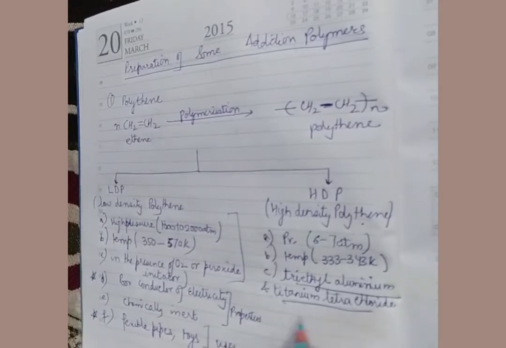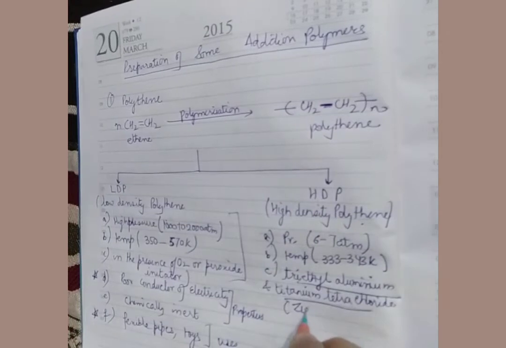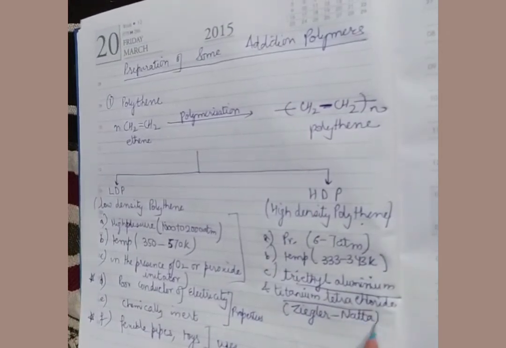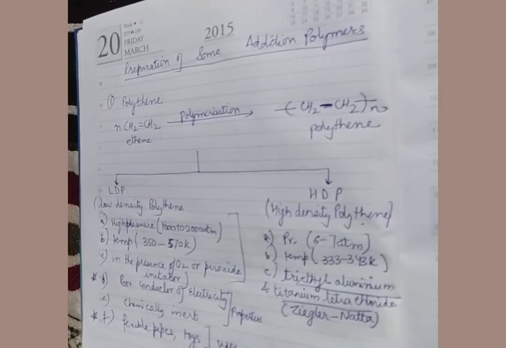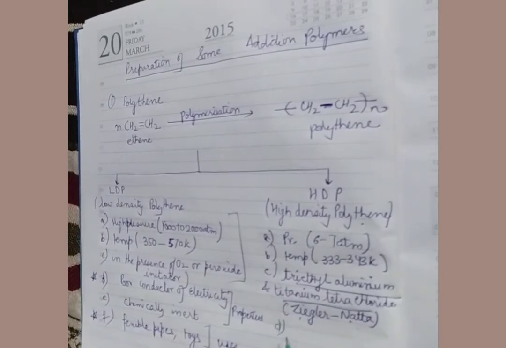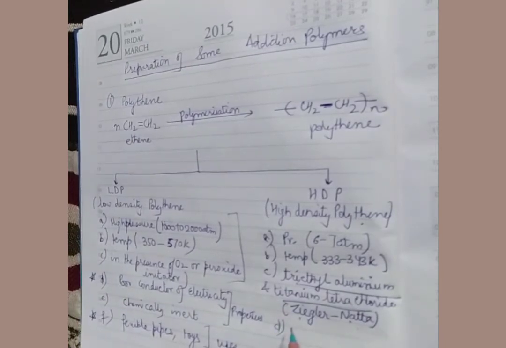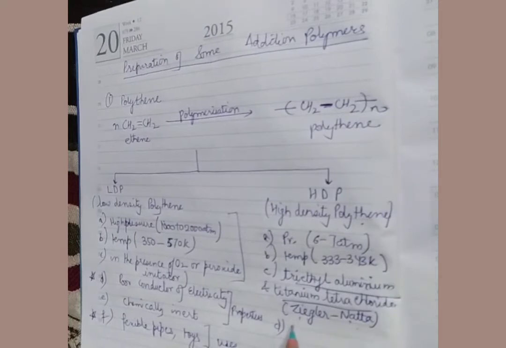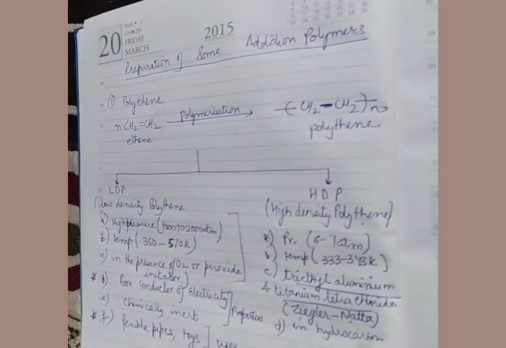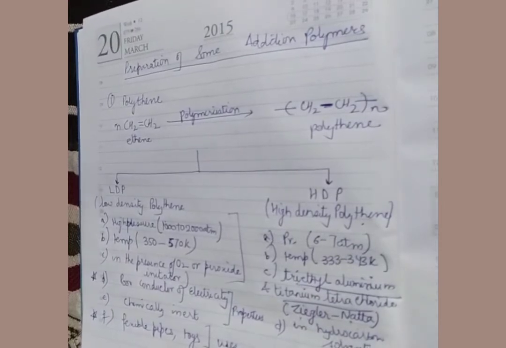It is also called as Ziegler-Natta catalyst. If you are not able to remember with these names, you should remember with the Ziegler-Natta catalyst, and you can write on an arrow Ziegler-Natta catalyst. And the solvent which we are using is hydrocarbon. That means the preparation takes place in the presence of hydrocarbon solvent.